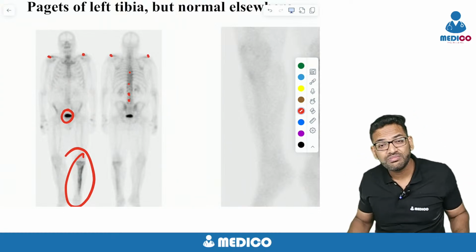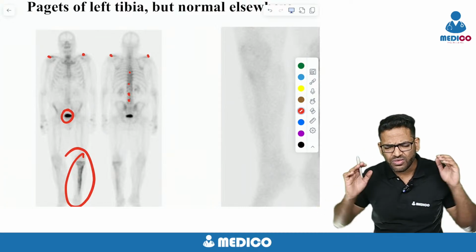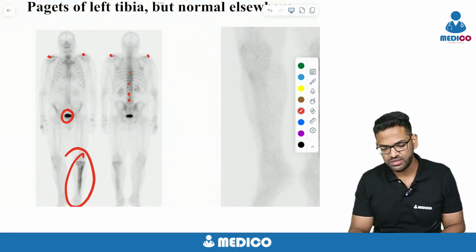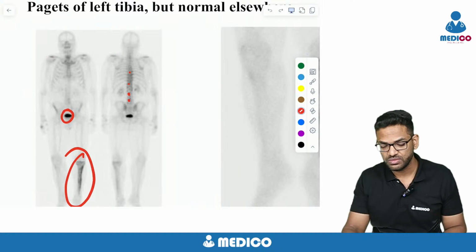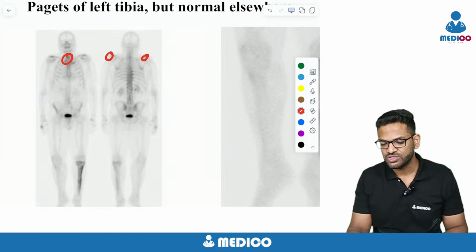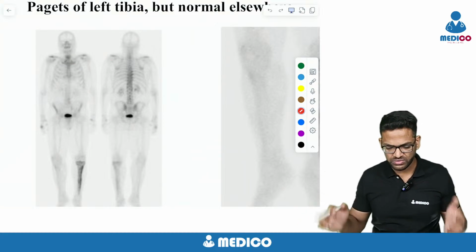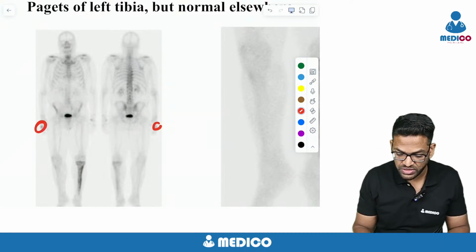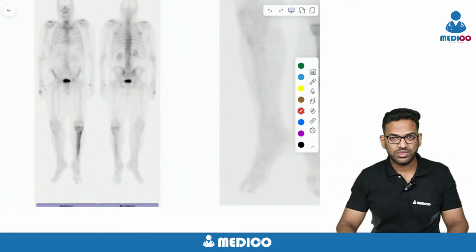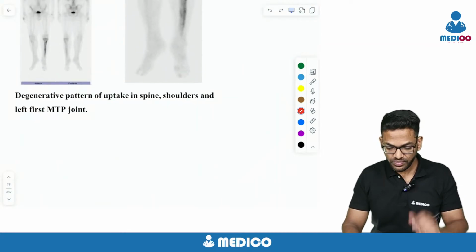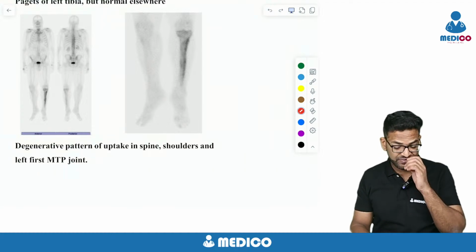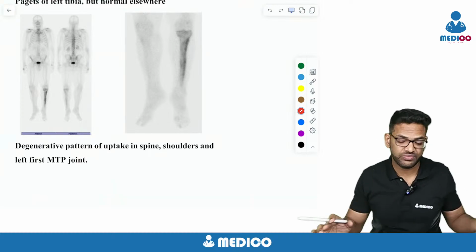Do not call them metastasis. This is a normal bone scan, except for the tibia. So just forget about this tibia and concentrate on the other places. All these small uptakes, what you see here, the shoulder, the shoulder can have some osteoarthritic changes, all those things, just normal. And this is also normal. This is where you inject the tracer. So keep this in your mind as a normal bone scan. That is why I was talking about a degenerative pattern of uptake in the spine, shoulders, and left first MTP joint. It is all there. So a degenerative pattern is fine.